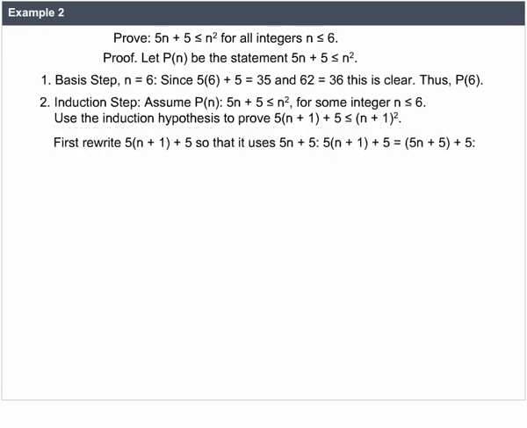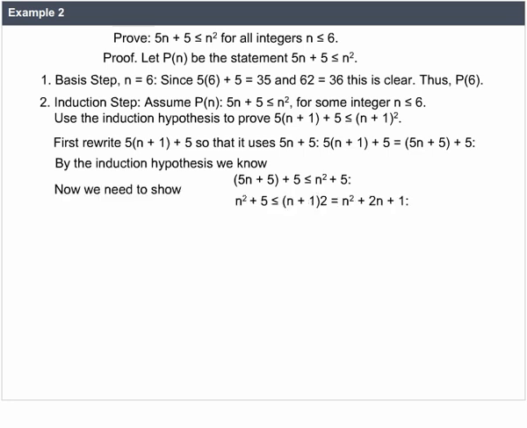First rewrite 5 times (n plus 1) plus 5 so that it uses 5n plus 5. 5 times (n plus 1) plus 5 equals 5n plus 5 plus 5. By the induction hypothesis, we know 5n plus 5 is less than or equal to n squared. Now we need to show n squared plus 5 is less than or equal to (n plus 1) squared, which equals n squared plus 2n plus 1.